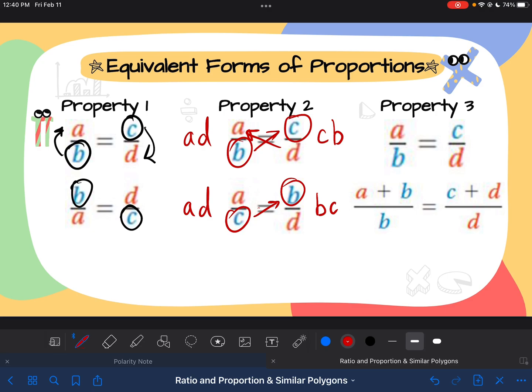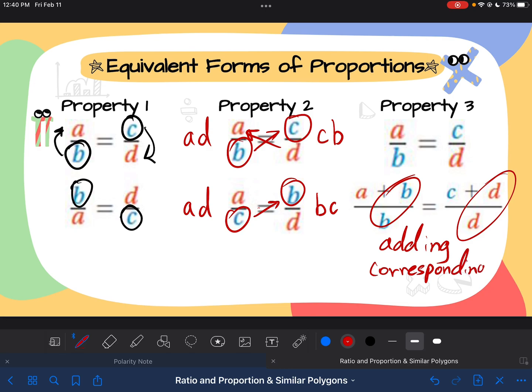Now, for property 3. Property 3 is not something that I usually recommend as much, because we're not going to go over many problems with this property. Basically, what I was trying to show you is that the denominator is being added, so adding corresponding terms. So like I said, we're not going to actually go over this property 3 as much, so I'm just going to skip that one.